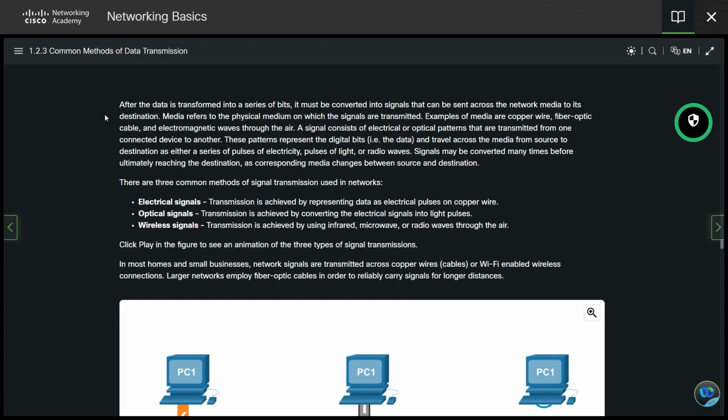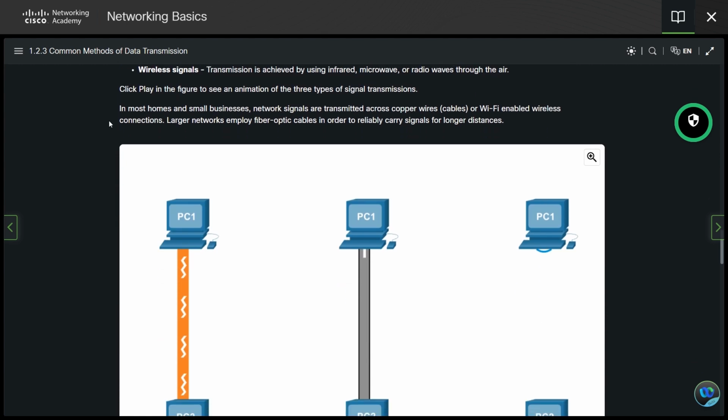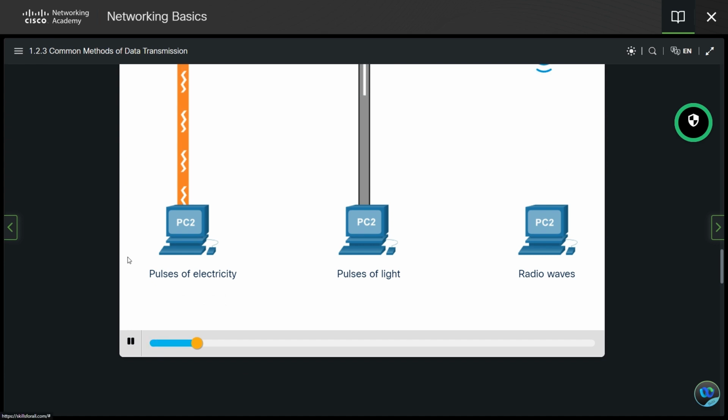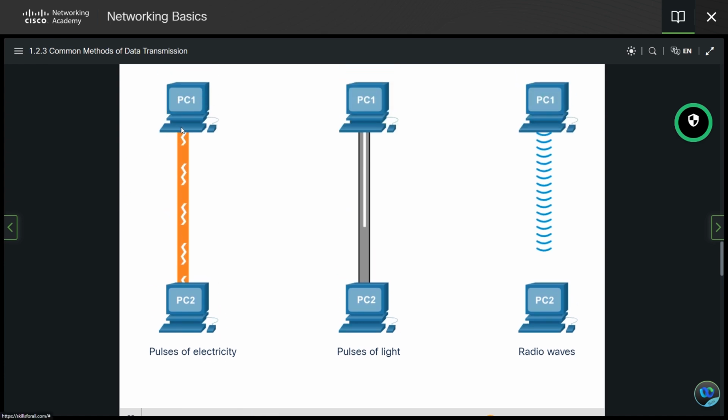Click play in the figure to see an animation of the three types of signal transmission. In most homes and small businesses, network signals are transmitted across copper wire cables or Wi-Fi enabled wireless connections. Large networks employ fiber optic cables in order to reliably carry signals for longer distances. Here it shows the pulse of electricity, here the pulse of light, and here radio waves.